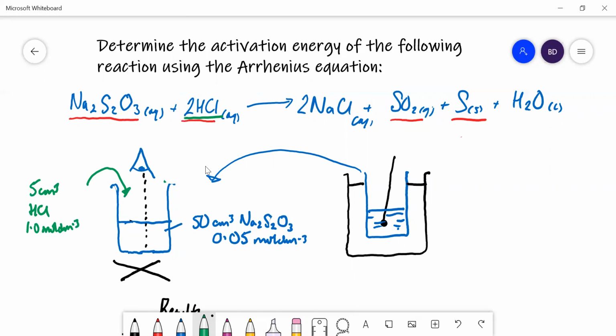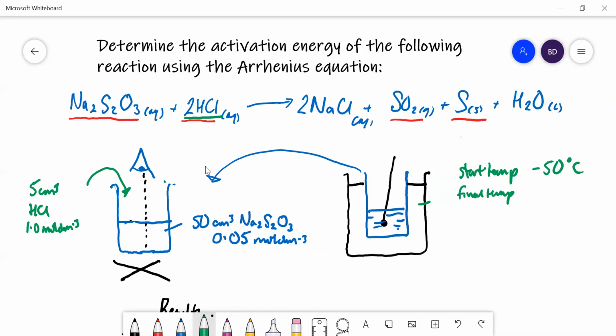Now, of course, you're going to have to record 2 temperatures. One, the start temperature, and secondly, the final temperature. The start temperature will be when you take it out of this beaker here, so that will say be 50 degrees C.